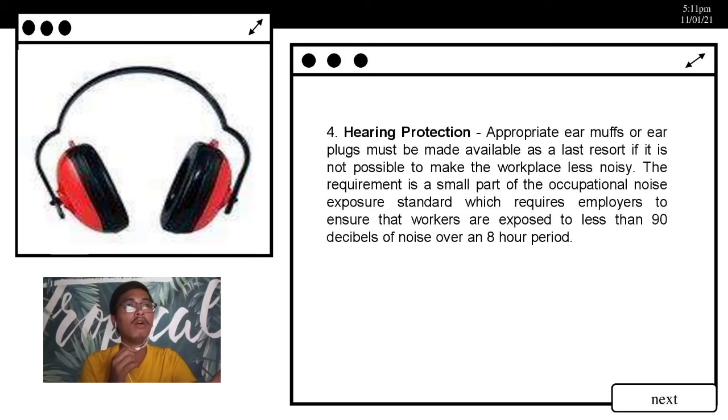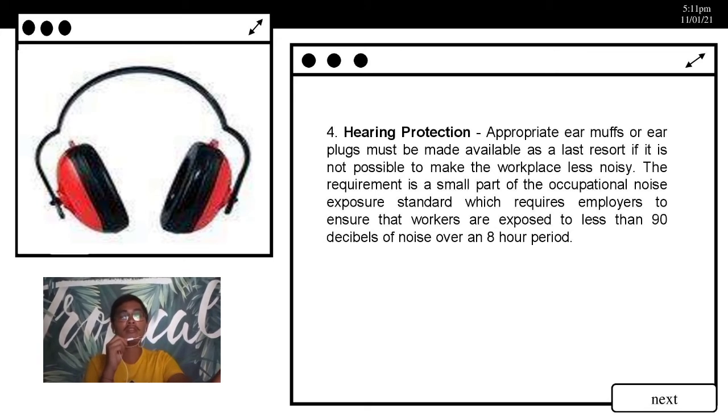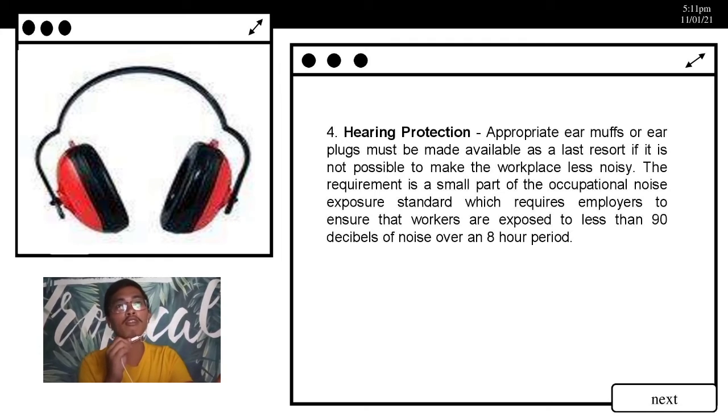Now let's move on to hearing protection. Appropriate ear muffs or ear plugs must be made available as a last resort if it is not possible to make the workplace less noisy. The requirement is a small part of the occupational noise exposure standard, which requires employers to ensure that workers are exposed to less than 90 decibels of noise over an 8-hour period.